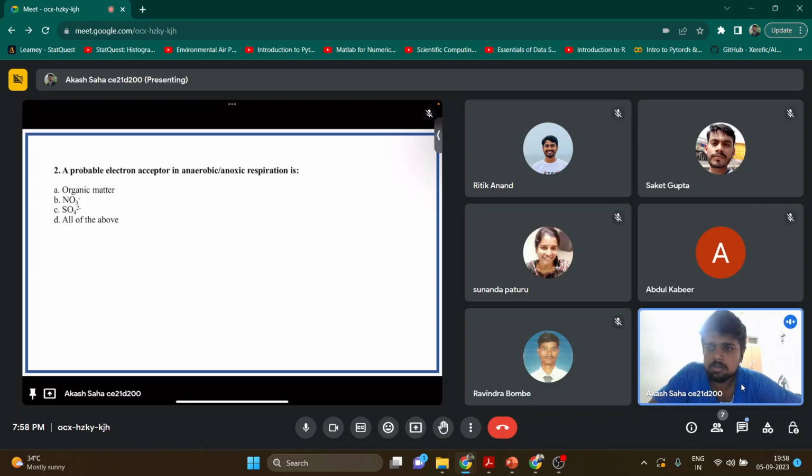Okay, so next question. A probable electron acceptor in anaerobic anoxic respiration is organic matter, nitrate, sulfate, all of the above. So which of these is an electron acceptor? Others, please try to answer. You can write it in the chat box.